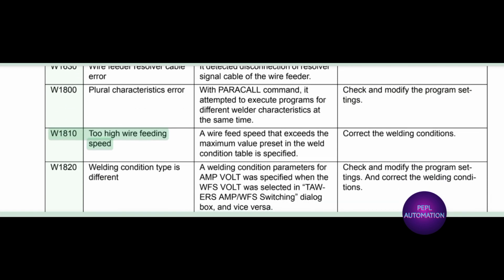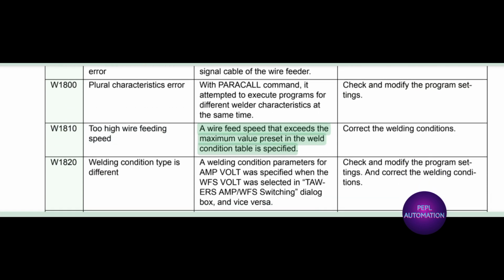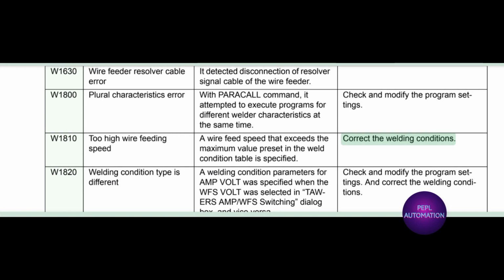W1810 high wire feeding speed. A wire feed speed that exceeds the maximum value preset in the weld condition table is specified. Correct the welding conditions.